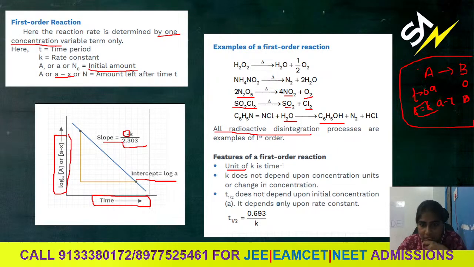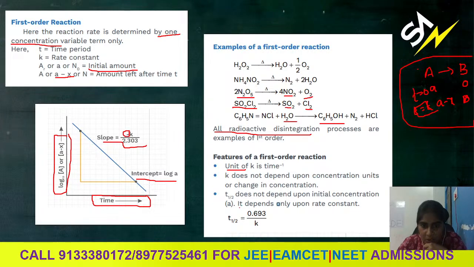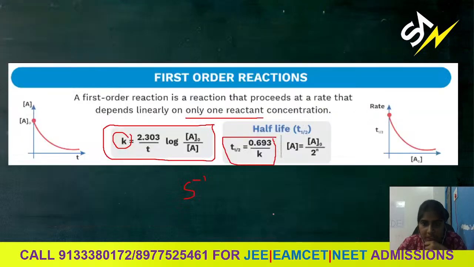So here the T half does not depend upon the initial concentration. Since it is independent of concentration terms, it depends only on the rate constant. Since it is inversely proportional, it depends only on the rate constant value K.